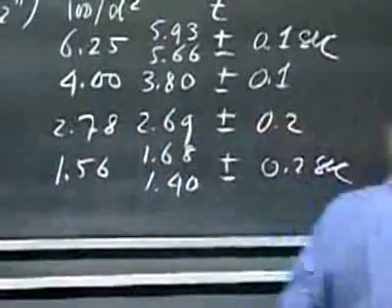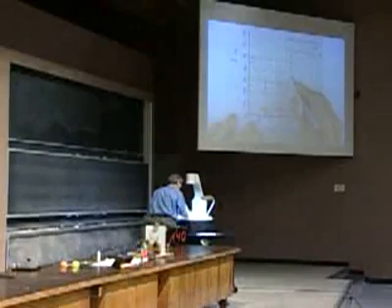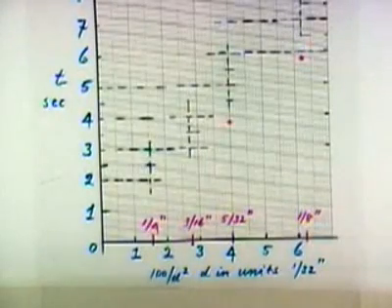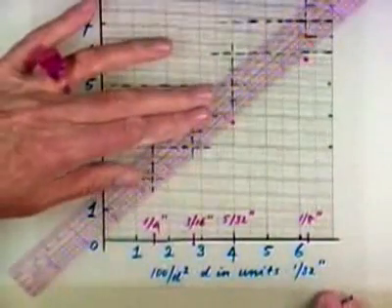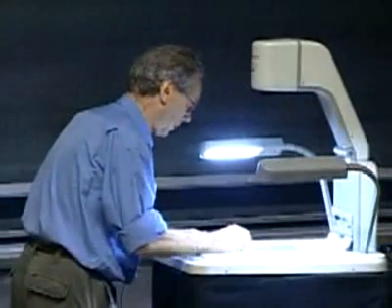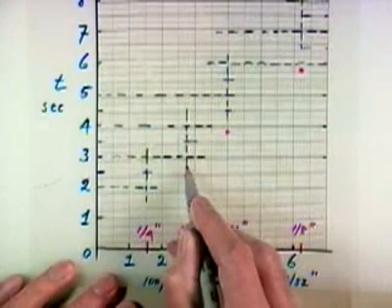The next one, 3.80. You see that? I predicted that. Straight line. Isn't that a straight line? It's not a straight line? What's wrong? Okay, we'll put in a third point. 2.69. This is 2.7, 2.69.